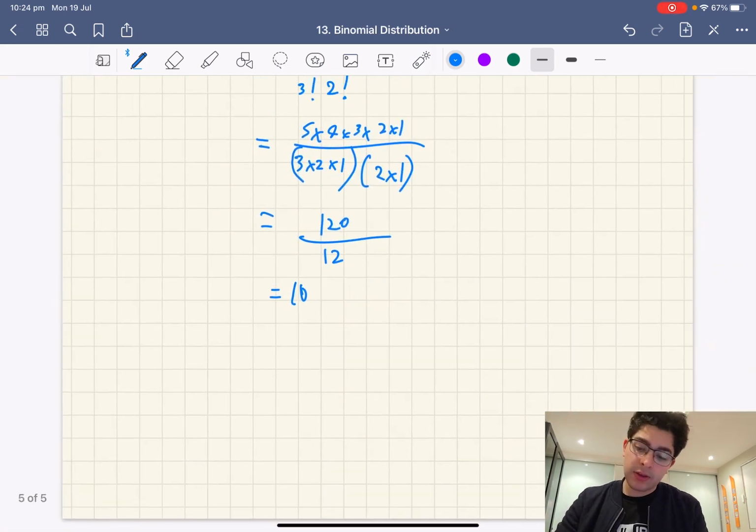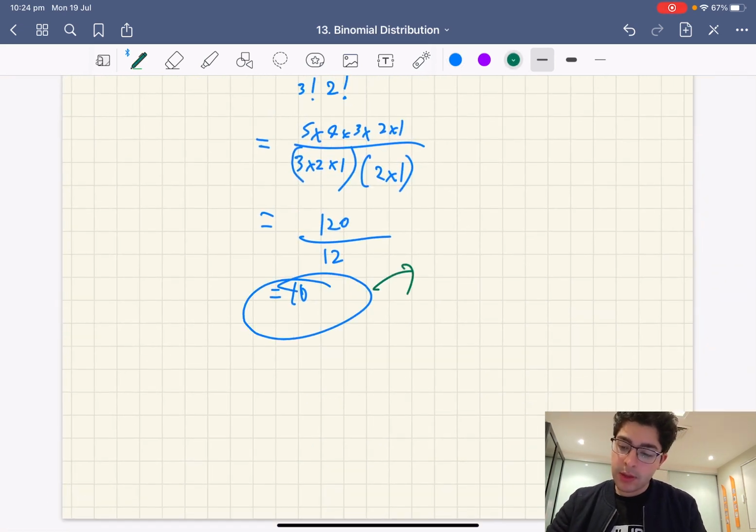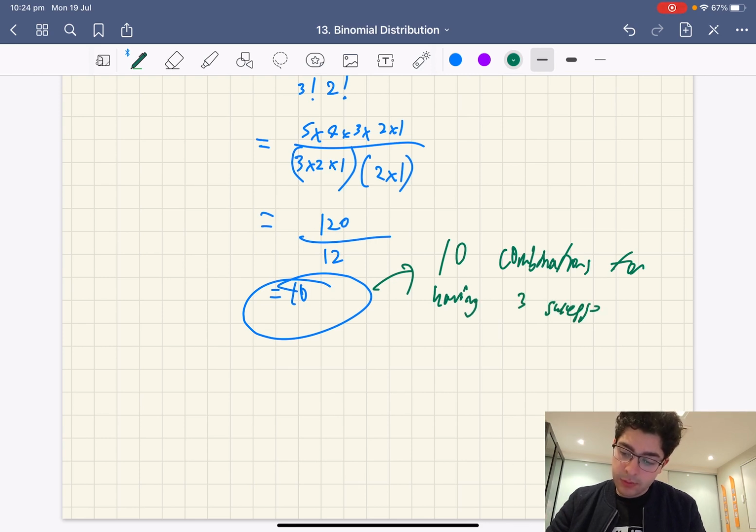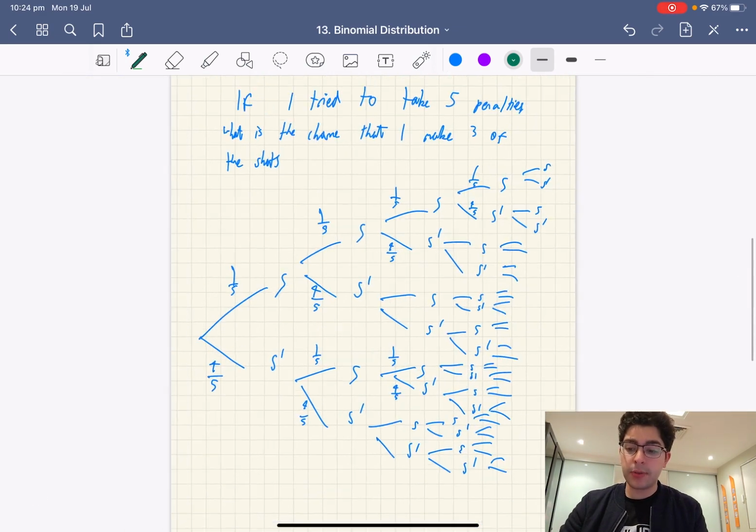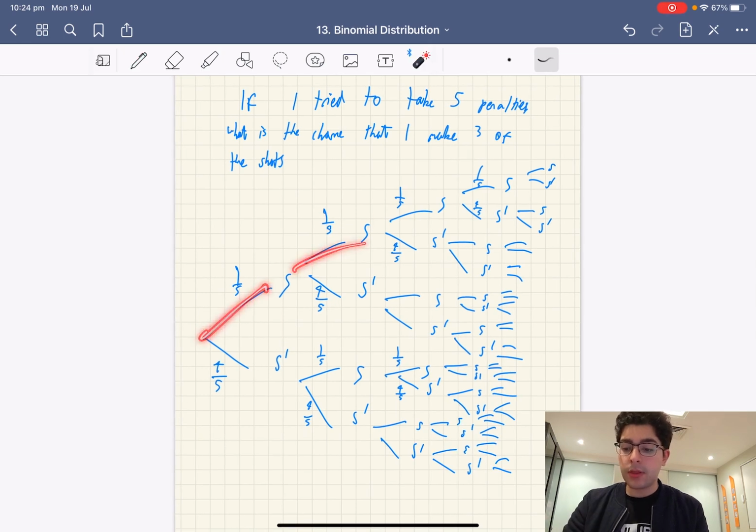So what we know then from this is that there are 10 combinations for having 3 successes in 5 attempts. So there are 10 possible ways. There are 10 possible branches that would result in 3 successes and 2 misses out of 5 attempts.